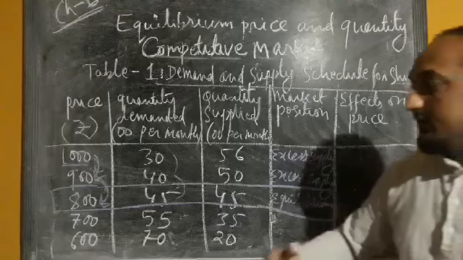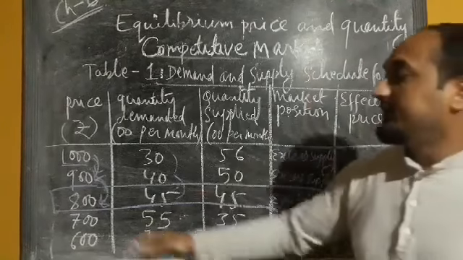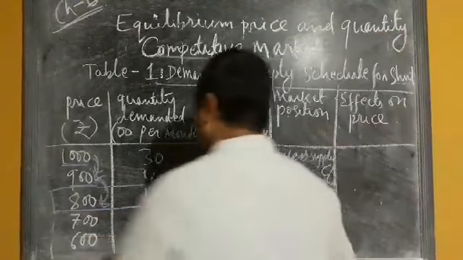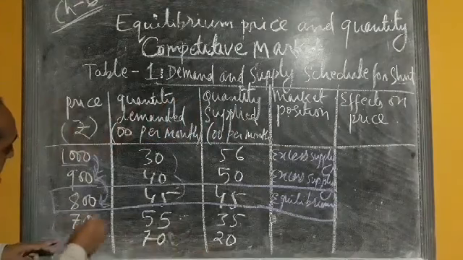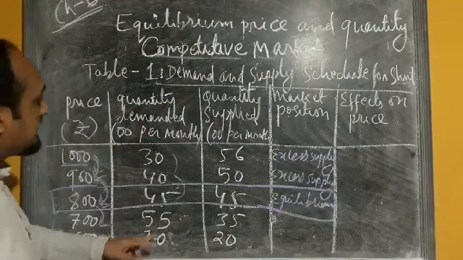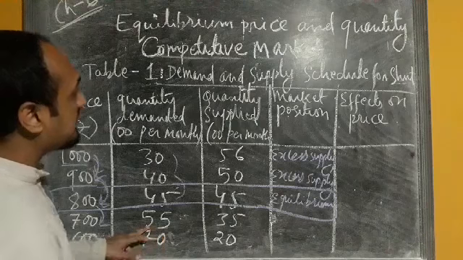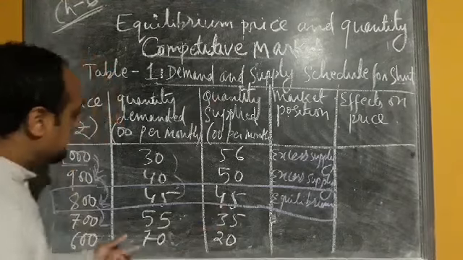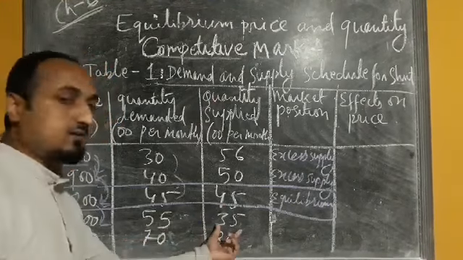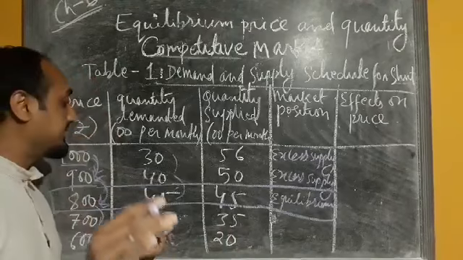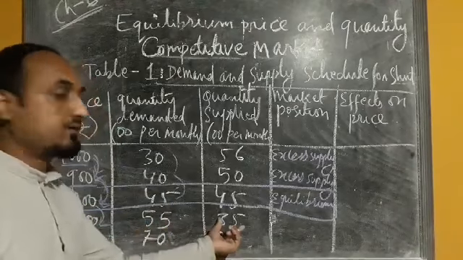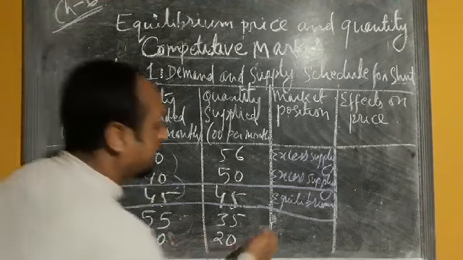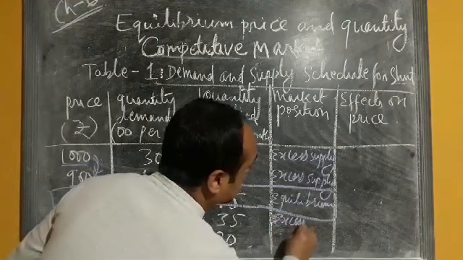Now I will check, if price decreases from 800 to 700, then what will be the impact on market position? Now see, when price decreases from 800 to 700, quantity demanded increases from 45 to 55, but quantity supplied decreases from 45 to 35. So here, which one is greater? Demand is greater or supply is greater? Here quantity demanded is greater, 55 is greater than 35. That means when demand exceeds supply, the situation is known as excess demand. So this is your excess demand.